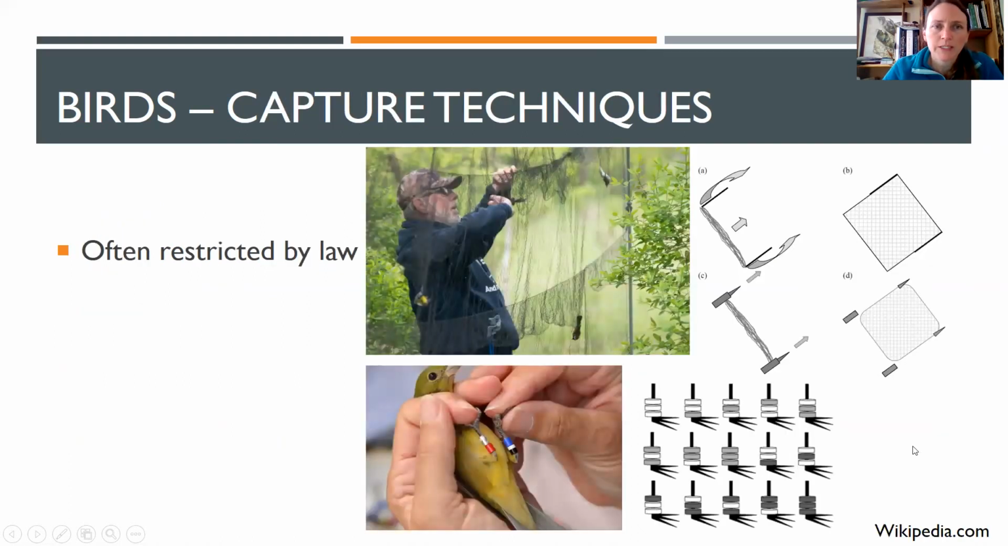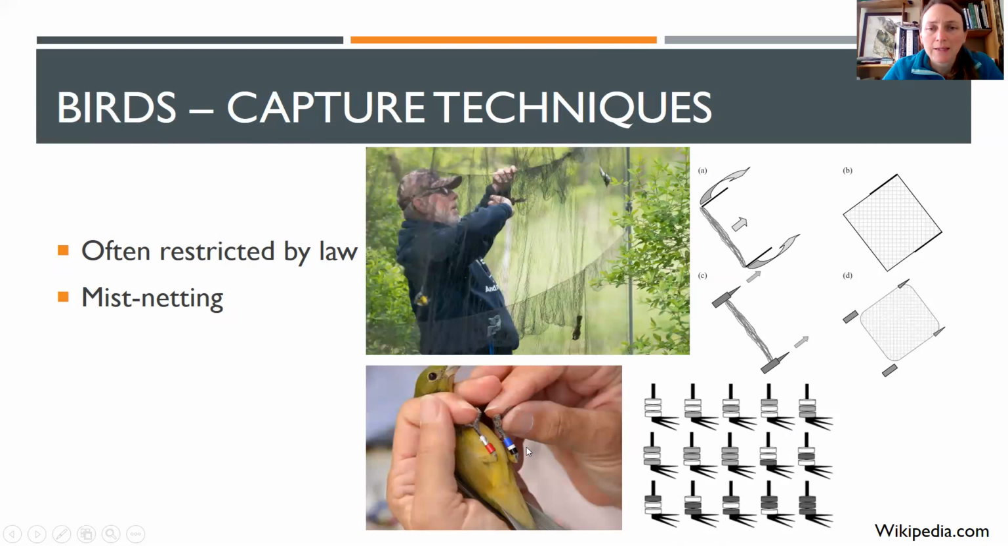Bird capture techniques are often highly restricted by law. And so handling birds, capturing birds is not something you want to just do as a person. But as a scientist, you can get a permit to do these things. To capture birds, you can use what are called mist nets, really fine nets that the birds kind of just get a little bit tangled up in, and then you very carefully extract them from the net without hurting them.